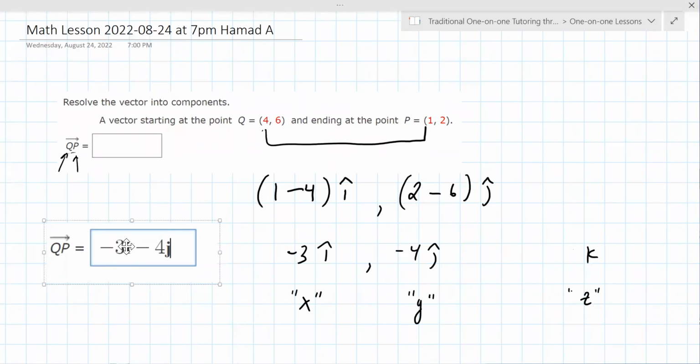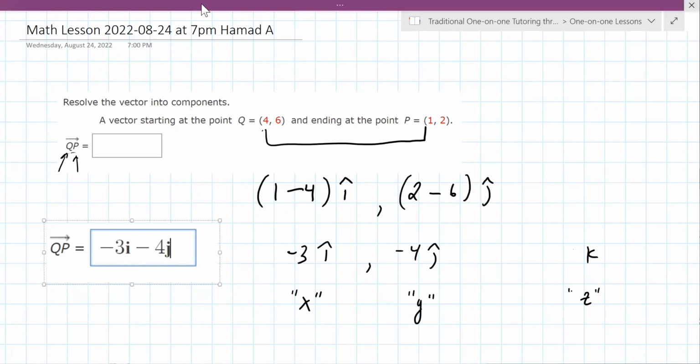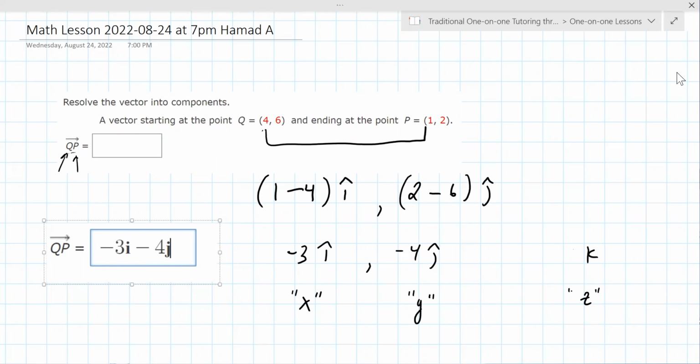So it's bolded. It's like blacker text. So the I stands for the X and the J stands for the Y. Yes. Okay. K is for Z. Okay, so I'm going to submit. Hopefully there's no issues with that one. Yay. All right, so now let's go on to problem number 2.